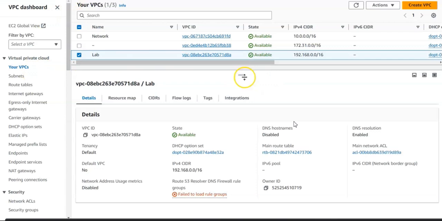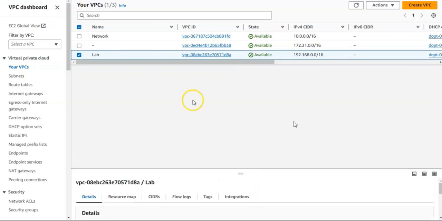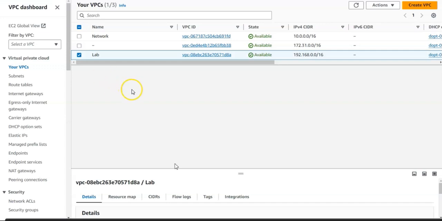This is my project for 6.1 HD Task Cloud Computing by Kirtika Sharma. That's my lab VPC I created in the AWS console. Let's move ahead.